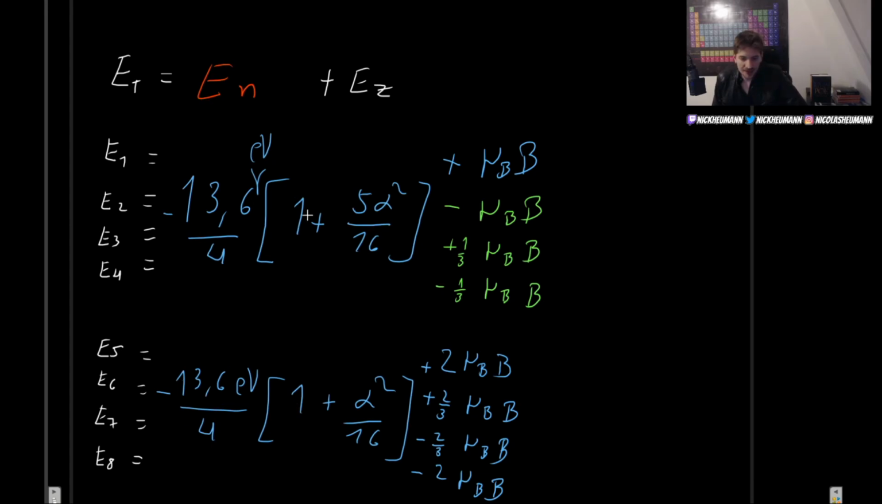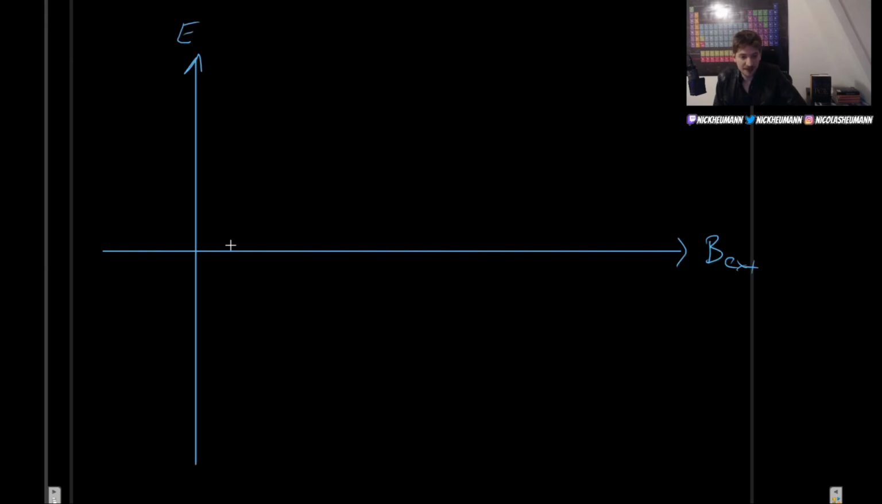So which one of these is larger? They are both negative numbers, but this one has 5 times alpha, so this one is going to be larger. And since they are negative, that means that this is simply deeper down. So that is this part right here. So this is minus 13.6 over 4 times 1 plus alpha squared times 5 over 16. And from this, we have 4 distinct energy levels.